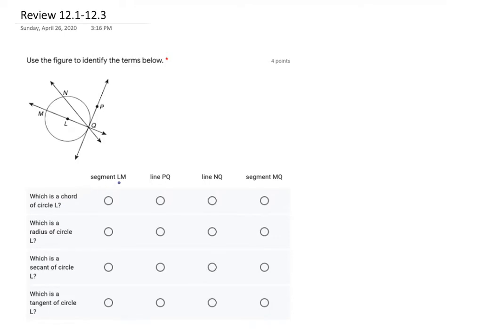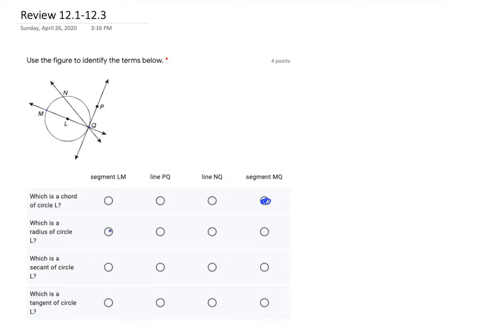Well, segment LM, nope. Line PQ, no. Line NQ, no. A chord isn't going to be a line. Segment MQ, yes. Okay, because it's also the diameter, but as long as it has the endpoints on the circle, then it is a chord. So radius would either be LM or LQ.